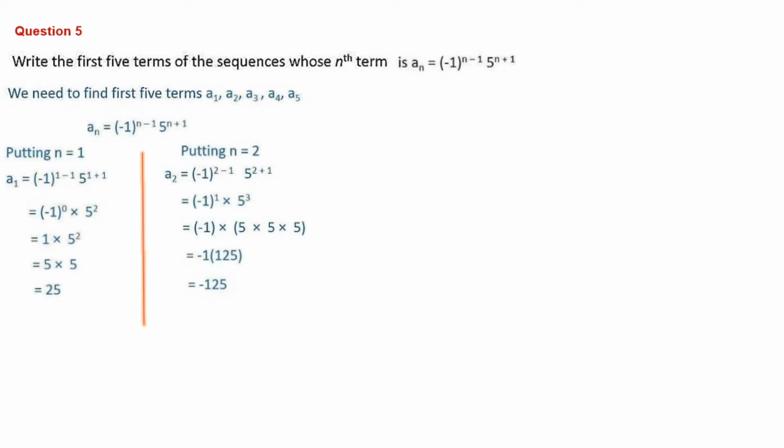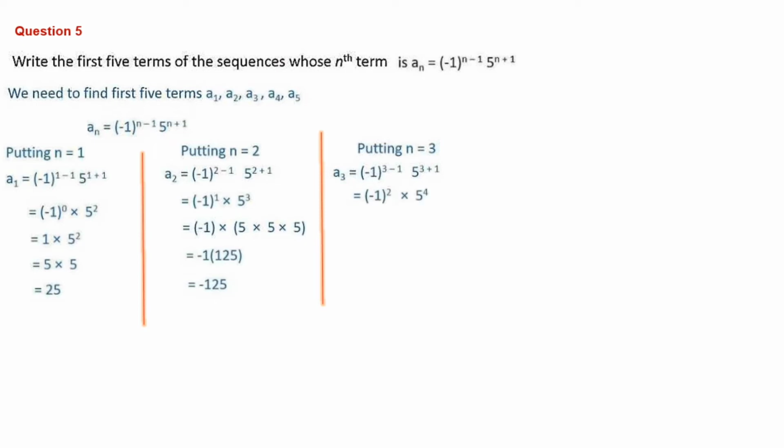As I said before, from the first step itself we can come to the answer. It's not a problem. The next is n is equal to 3. A3 is equal to minus 1 the whole power 3 minus 1 into 5 power 3 plus 1. Replacing n and put 3.